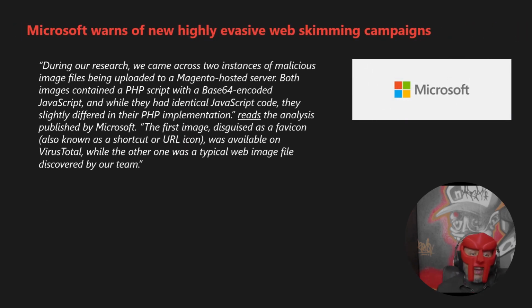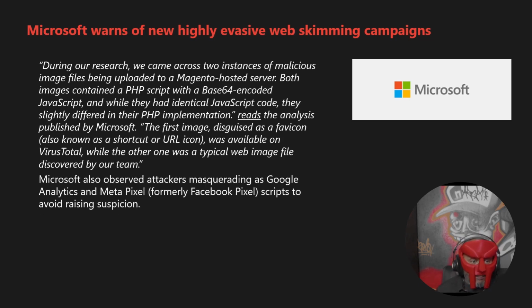During our research, we came across 2 instances of malicious image files being uploaded to a Magento-based or hosted server. Hey, Magento has been in news numerous times for skimming scripts. Both images contain a PHP script with a base64 encoded JavaScript, and while they had identical JavaScript code, they slightly differed in their PHP implementation, reads the analysis published by Microsoft. The first image, disguised as a favicon, also known as a shortcut or URL icon, was available on VirusTotal, while the other one was a typical web image file discovered by their team.